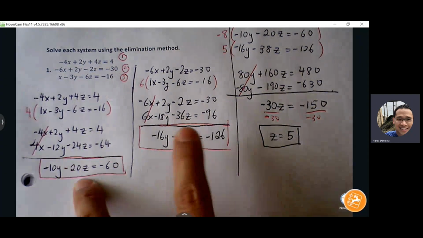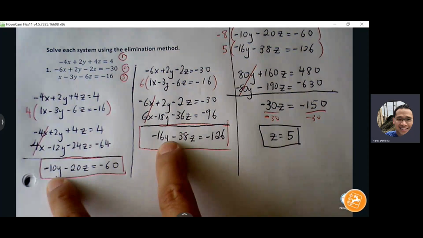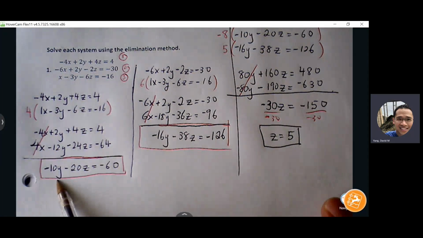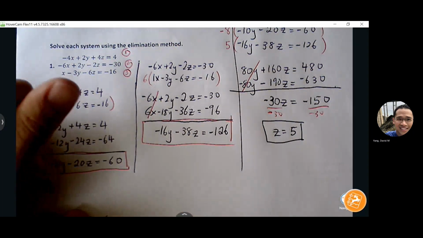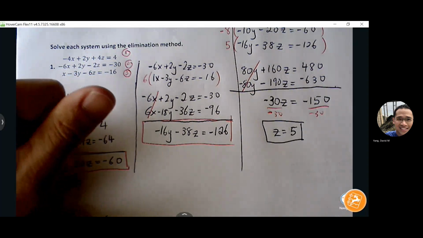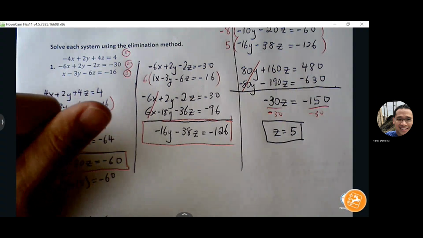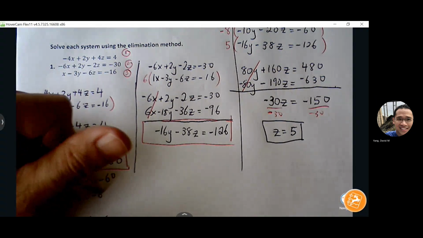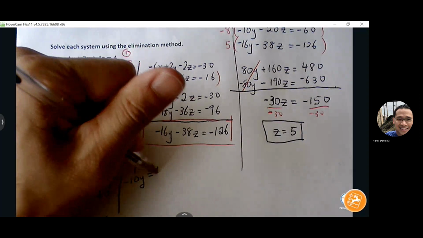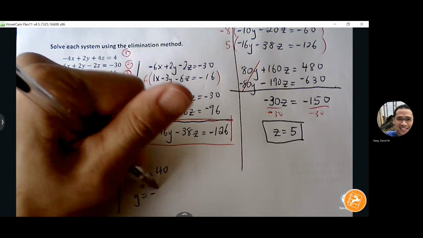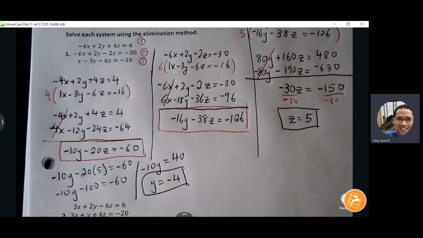But here I can choose one of these to solve for what? Y. Yeah, either one will work. I'm just going to target this one here. This looks like a smaller set of numbers. So I get y equals -4.